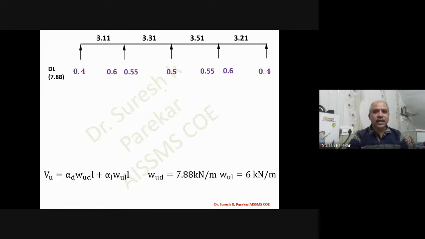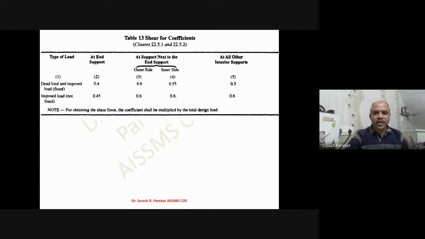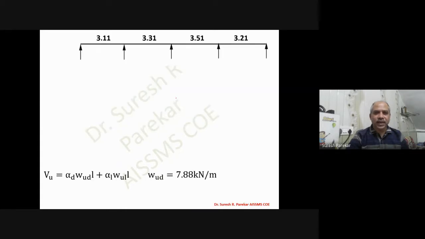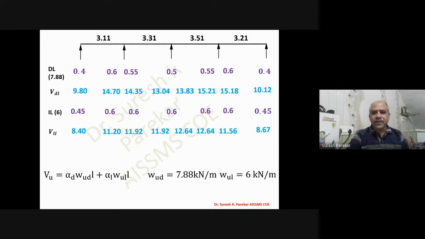If you now see, 0.4 at end support, 0.6 and 0.55 next to end support, and 0.5 at interior support, that is for dead load. And for live load they have given the values 0.45, 0.6, 0.6, 0.6, and the same we have taken, as you can see now. So from this VDL, due to dead load we have these values, and for live load 0.45 and other values, that is 0.6. From this we get the total Vu, maximum value 27.85 kilonewton.